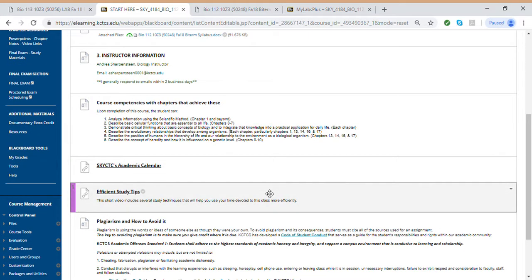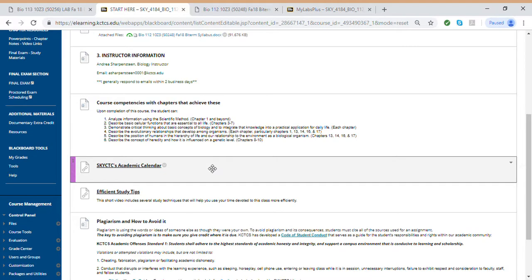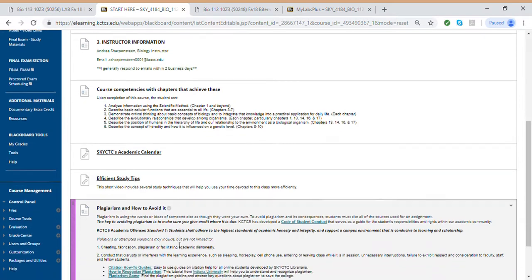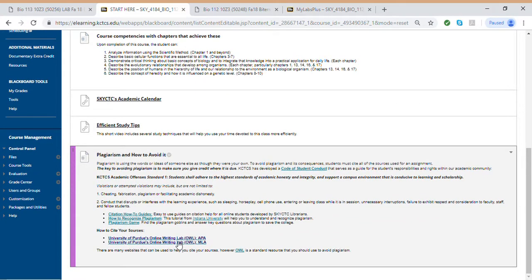But here we have SkyCTC's academic calendar. So just go through that to know what happens this semester. This is also in the syllabus. Here are some efficient study tips. And now we have plagiarism and how to avoid it.